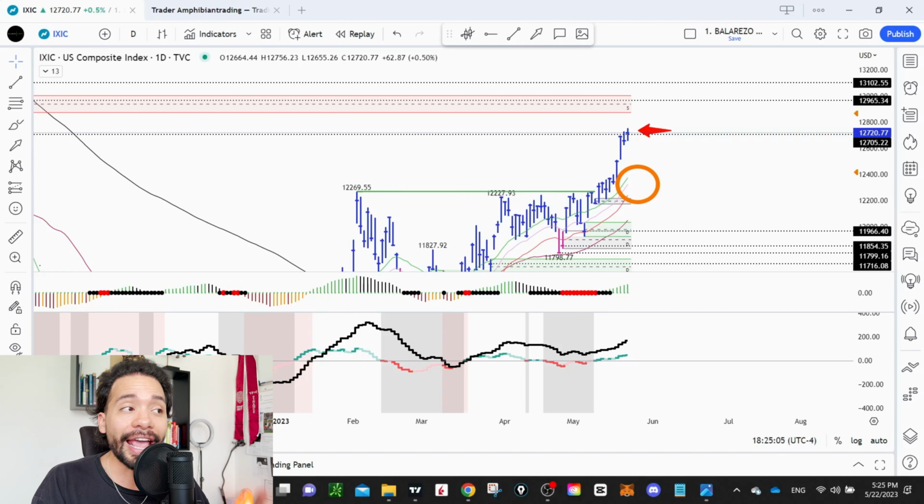So in terms of momentum, it is pretty high. Momentum is looking pretty bullish. So I'm expecting continuation, but we're probably going to see a little bit of a pullback first before we continue into that 13,000 level in the Nasdaq Composite.